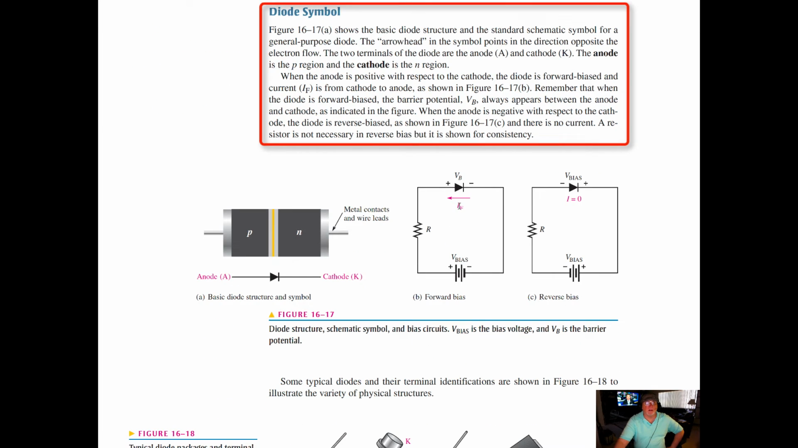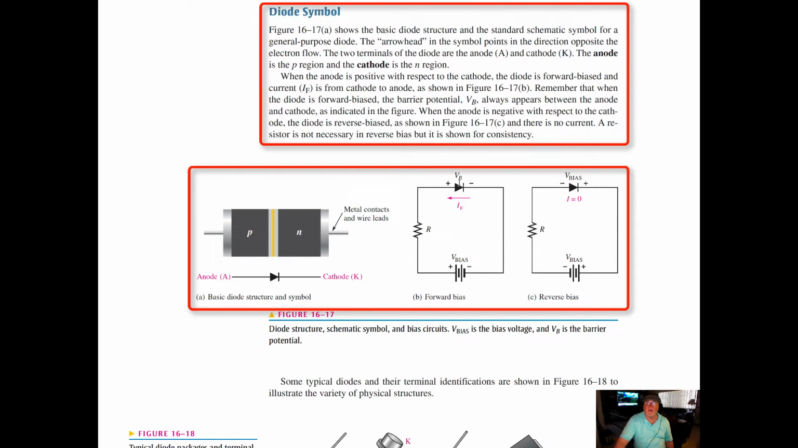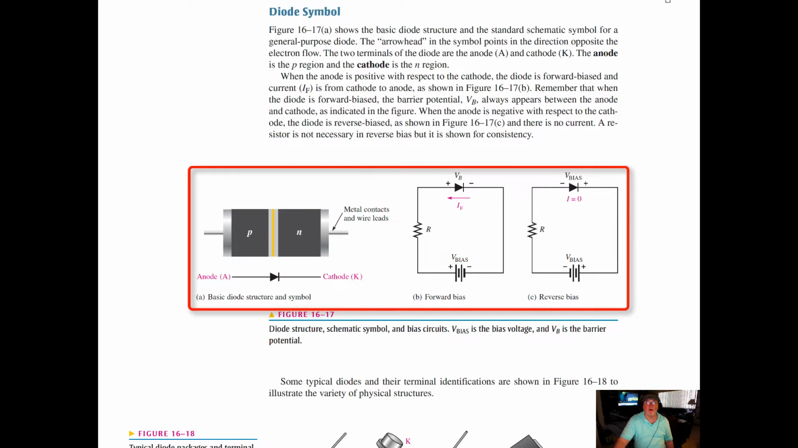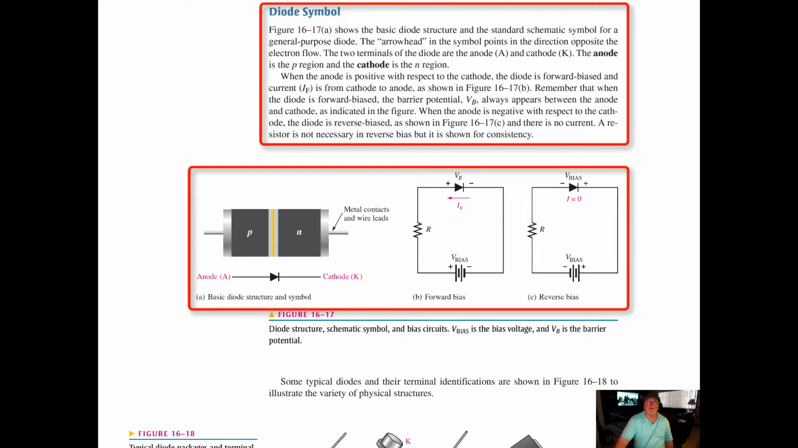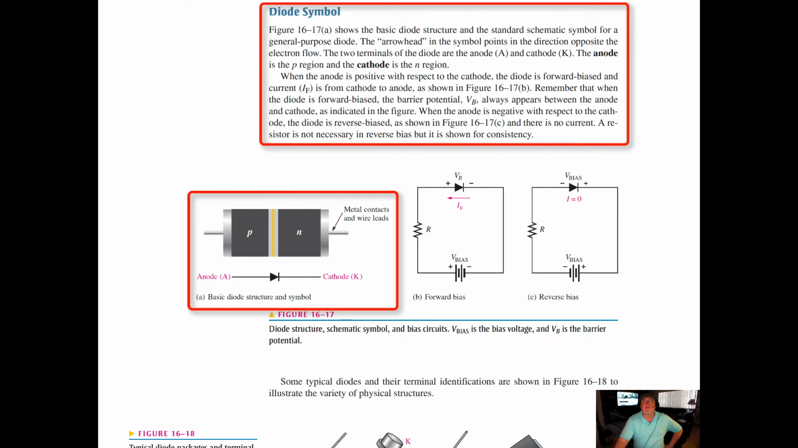Now let's look at what goes on symbolically with a diode. We can see here we've got a diode symbol. It looks like a little point with a line on it, and we can see what's going on in terms of current flow when we diagrammatically show a diode as a schematic symbol. Here is the basic diode structure and the standard schematic symbol for a general purpose diode. The arrowhead of the symbol points in the direction opposite the flow of electron current. The two terminals of the diode are the anode and the cathode. I know it's with a C, but they show it as a K. The anode is the P region, the cathode is the N region.